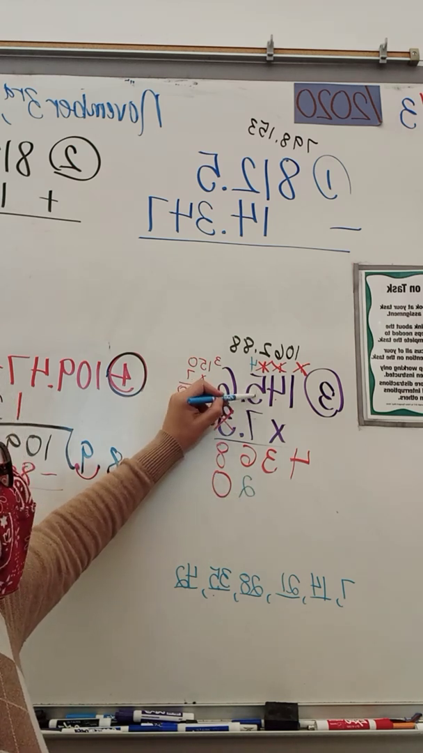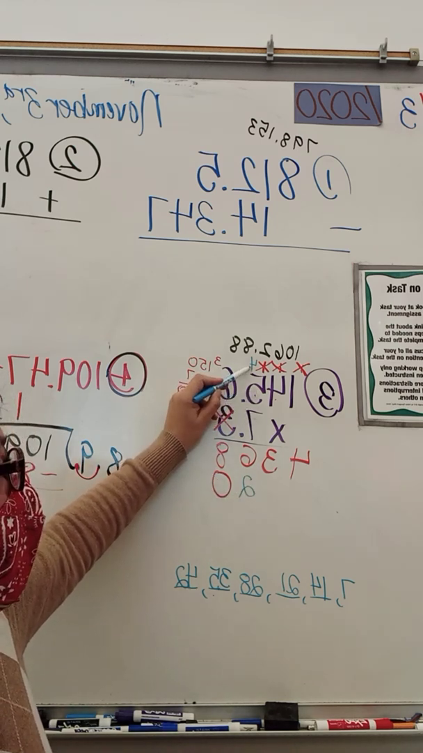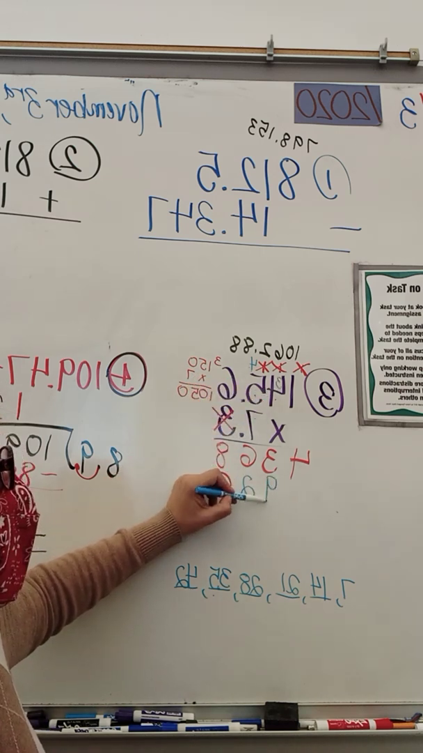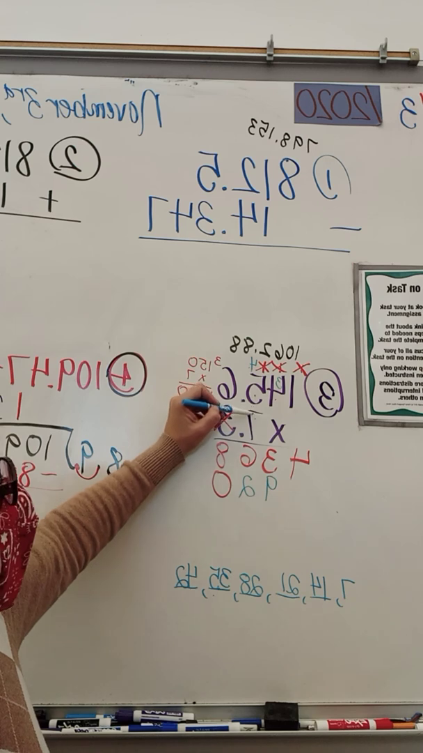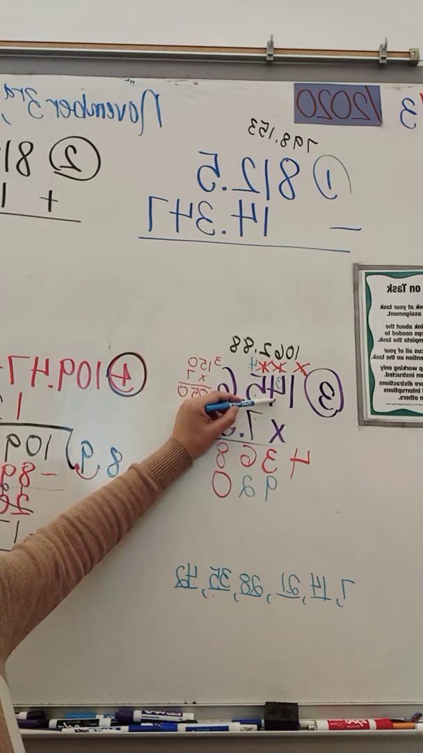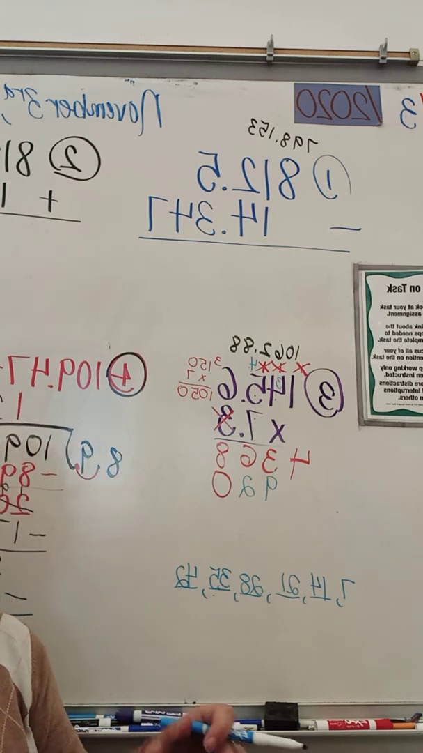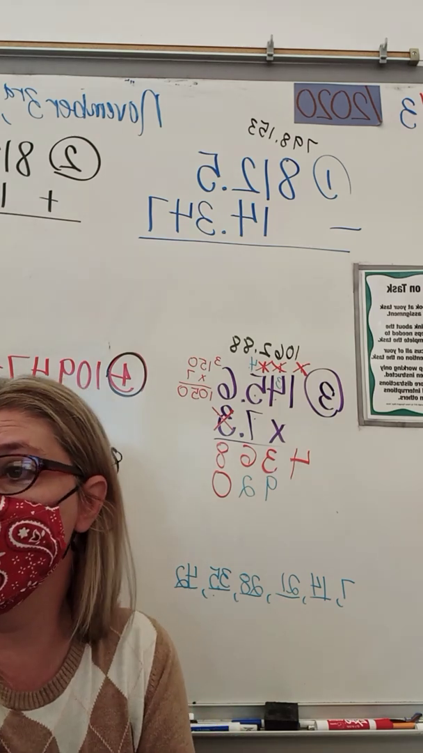7 times 5. 35. Plus 4. 39. Remember, we're a group. I expect lots of answers. 7 times 4. 28. Plus 3. No. You guys, you can't let just one person do the work. Okay? I need some participation.